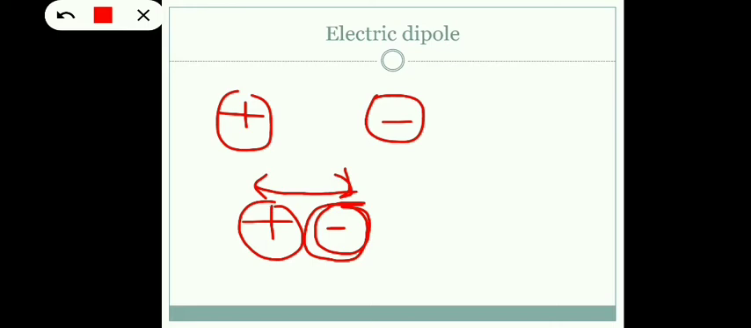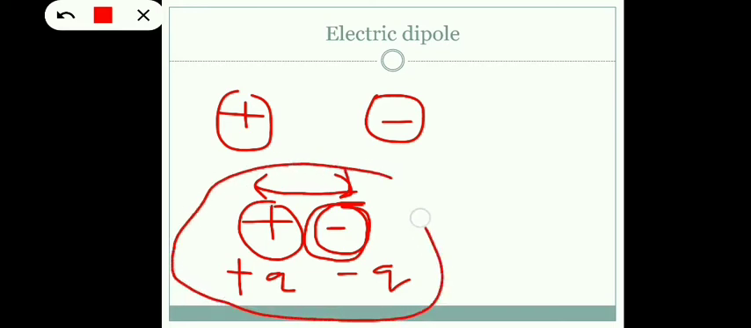Now, if the magnitudes of the positive and negative charges are the same, suppose this is plus q charge and this is minus q charge. What does it mean? Their magnitudes are the same, but their polarity is different, the magnitude is the same, q. Such a system in which two equal and opposite charges are separated by a fixed distance between them is known as an electric dipole.